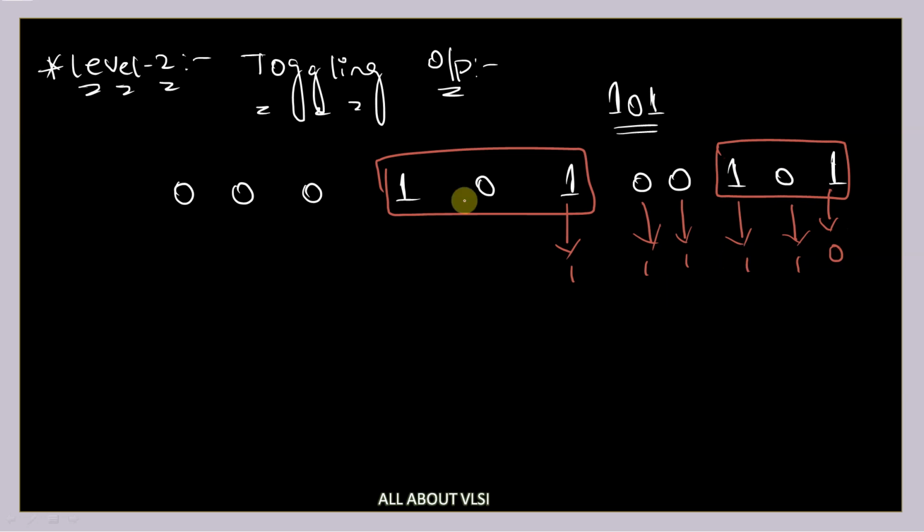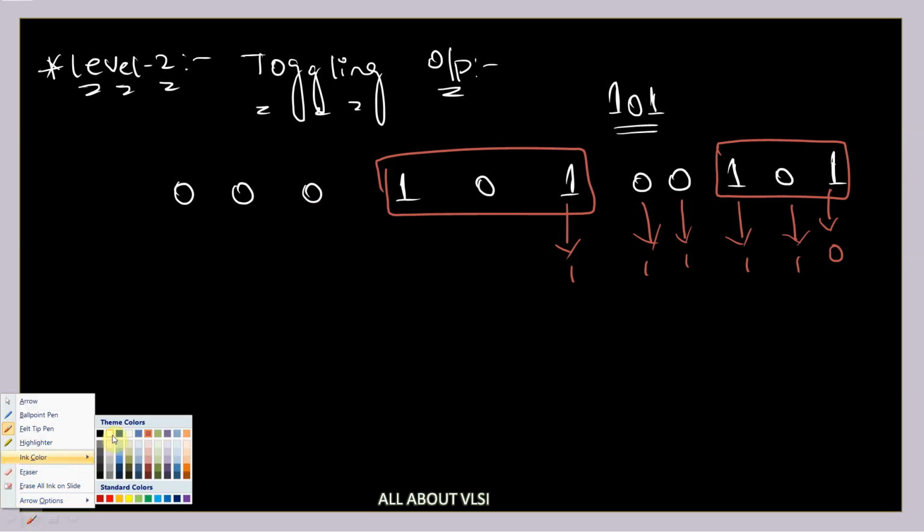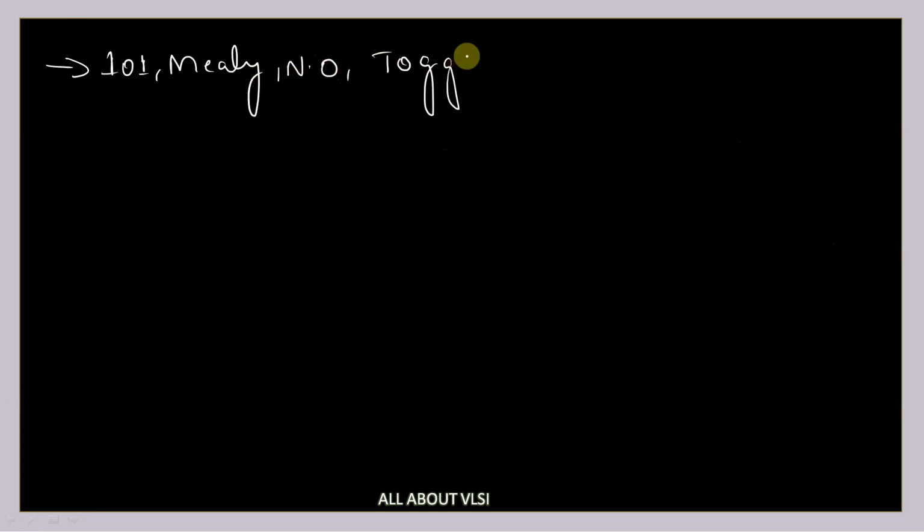In this level 2 we also have overlapping and non-overlapping. First, let us discuss the non-overlapping toggling output type of problems. We need to design a 101 Mealy non-overlapping toggling output. We need to design this.